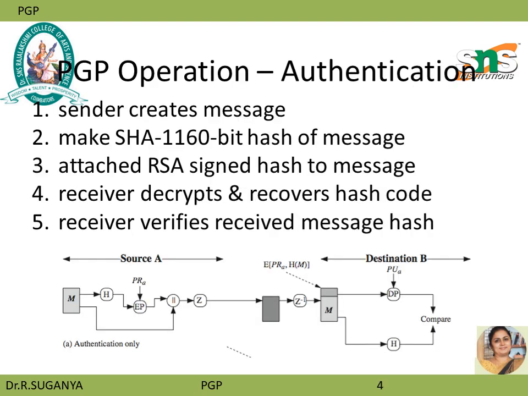PGP operations, which is authentication. The sender creates a message and makes a SHA-1 160-bit hash of the message. It attaches the RSA-signed hash to the message. The receiver decrypts and recovers the hash code. The receiver verifies the received message with the hash function. So these are the PGP operations, and these five steps make up the authentication operation.